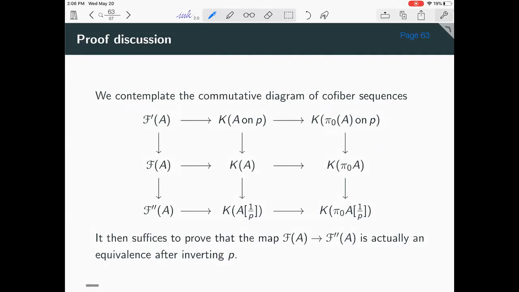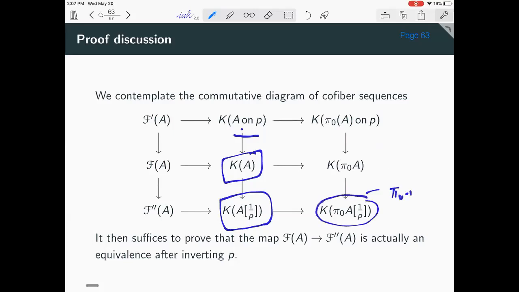Okay, so let me talk through this square. So you have K(A) and then K(A[1/p]). This is just like the map from algebraic K-theory of A to K-theory of A in characteristic zero. So the fiber is what I've been calling K(A) on p, which is the algebraic K-theory of A at characteristic p. There's the same version for pi zero. So this is the pi zero version of the middle diagram, of the middle sequence. So I just look at pi zero, yeah.